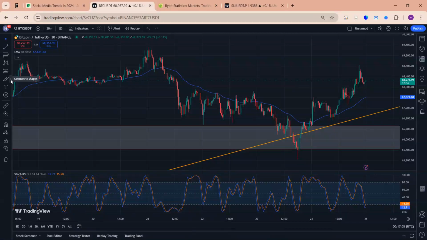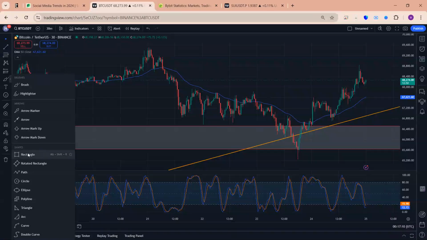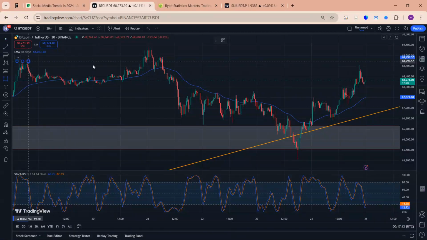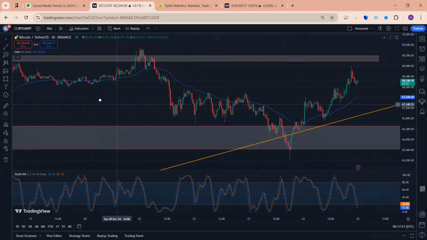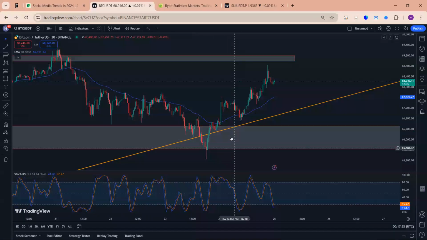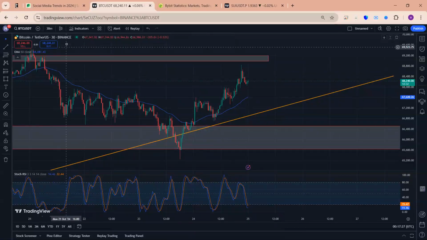Remember, I told you to come to this brush, geometric shapes, expand it and click on rectangle. So we take this as our area of resistance, and below here is our area of support. Now take a look at this. This is a 30 minutes time frame. I'm going to do this on different time frames so you can see that this is a powerful one. Now let me continue.